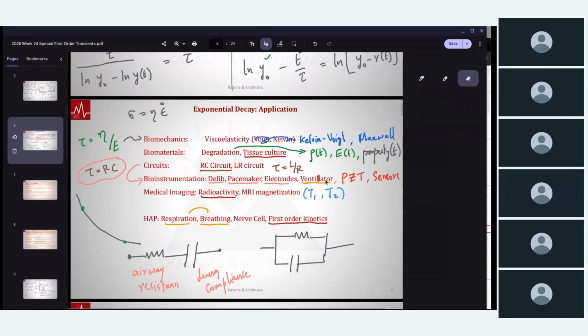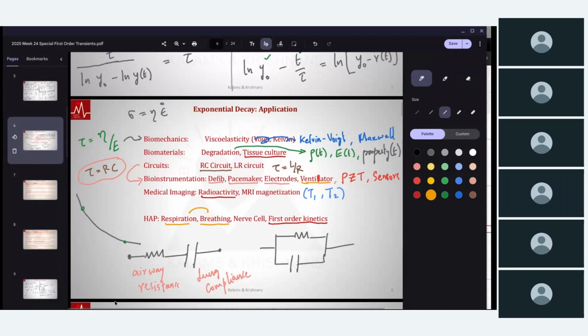Same reason you have a ventilator. There is resistance for airflow, then there is capacitance for storage and discharge of air. It's almost like you have a voltage source, you are charging and discharging that capacitor, or you are ventilating the air, pumping air in and getting it out. Again, aspects of the ventilator can be studied with this. In HAP, in fact, bioinstrumentation will quickly start discussing this.